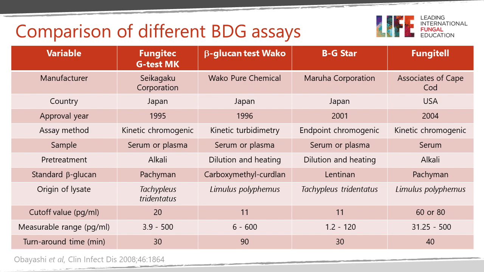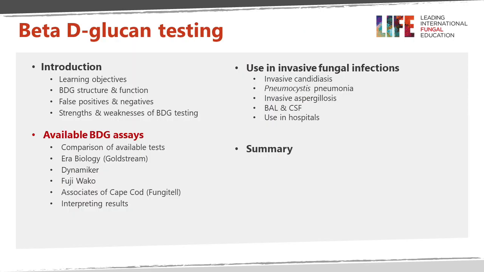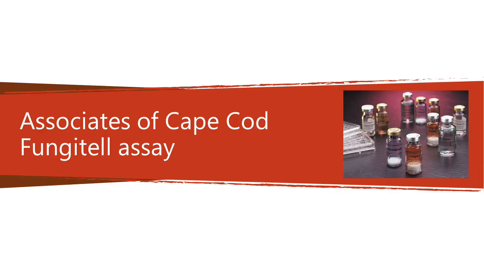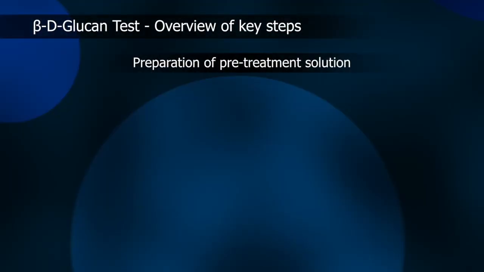So overall, the G-test or beta-D-glucan test is a nearly pan-fungal blood test for invasive fungal infections. Low quantities are circulating in the blood, so it's susceptible to external contamination. And some infections, Mucorales and other basidiomycete infections, such as cryptococcal disease, produce very little beta-D-glucan. Now we're going to move to introduce the different assays, and the first of these is the ACC Fungitell assay.